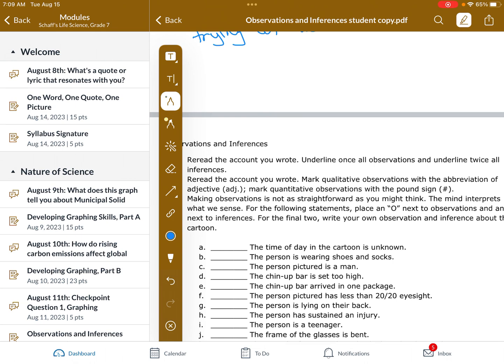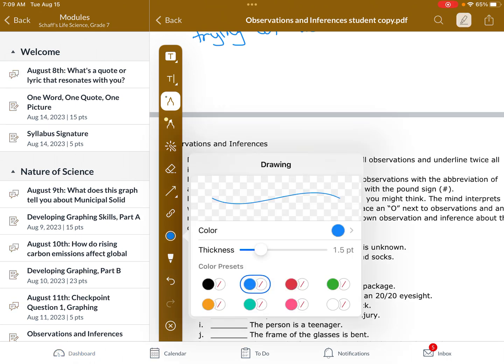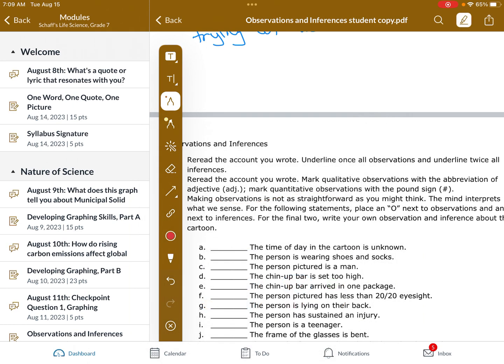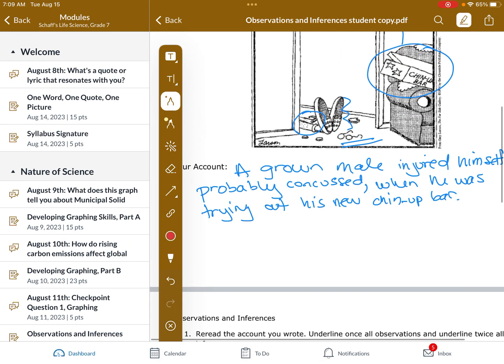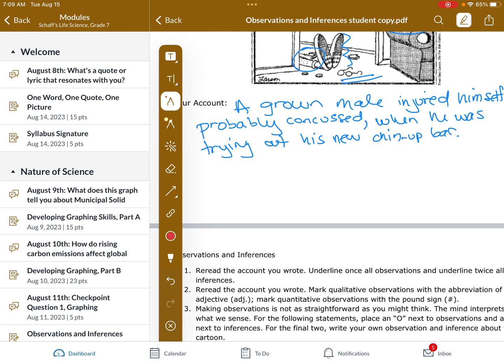Reread the account you wrote, underline all observations once, and underline twice all of the inferences. I'm going to change colors for this so that it stands out a little bit. A grown male injured himself, probably concussed, when he was trying out his new chin-up bar. So inferences are underlined twice. Inferences twice.